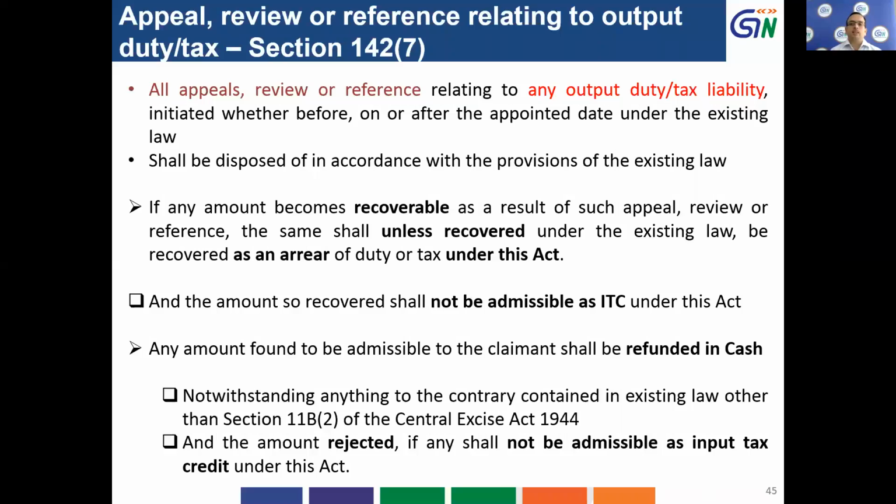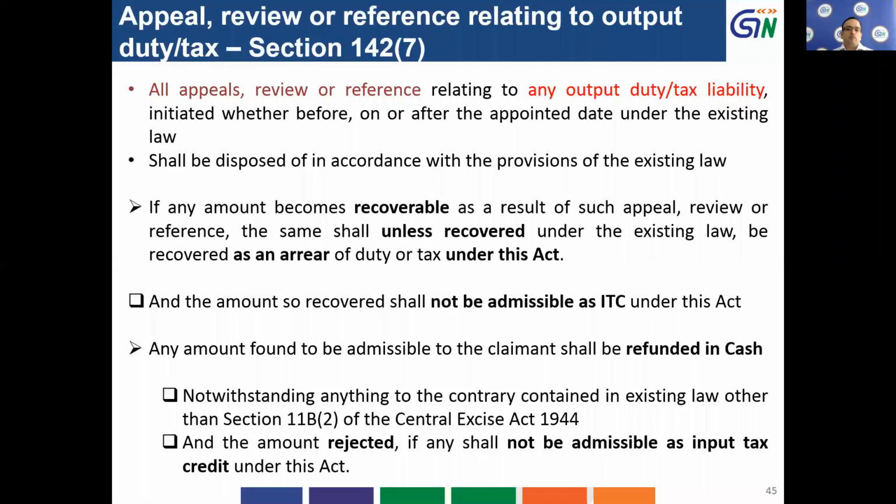Now we are going to talk about Section 142(7) of the output duty tax. So if there is any appeal, review, or reference relating to any output duty or tax liability which was initiated before the appointed date, or it is continuing under the existing law after the appointed date, then it will be disposed of as per the provisions of the existing law. And if any amount becomes recoverable as a result of such appeal, review, or reference, then the same, unless recovered under the existing law, like if it is already paid under the existing law, if it is not recovered in that manner, it will be recovered as an arrear of tax under this current act. And the amount so recovered will not be admissible as input tax credit under the current act.